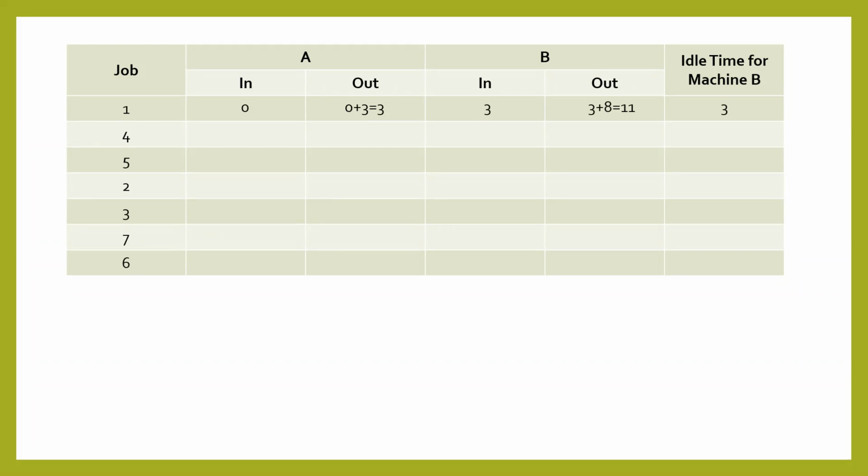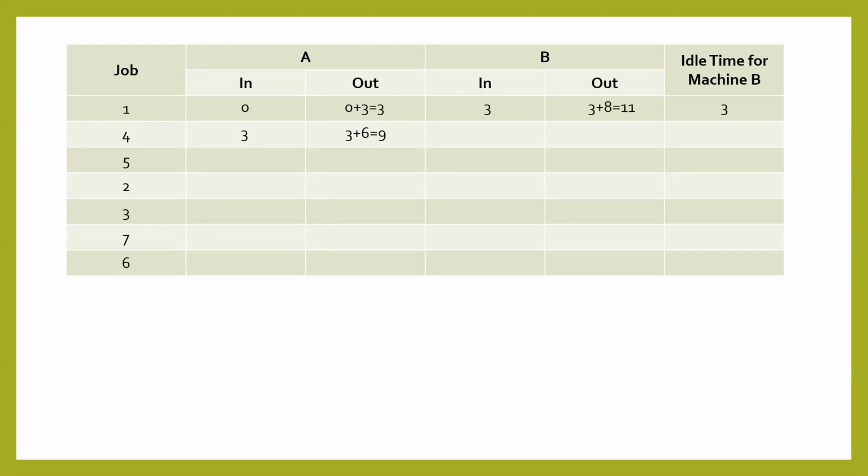Now, pay attention to the second one. The second job here will start based on the out of the first job here. And job number 4 has the processing time 6. So this will start at 3. Okay. 3 plus 6 will give me 9. So out will be 9.